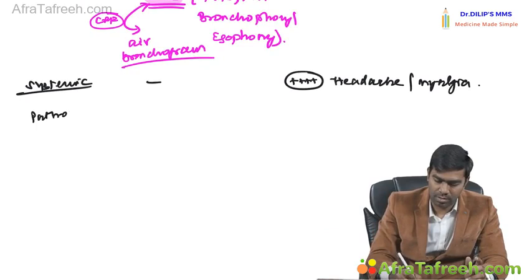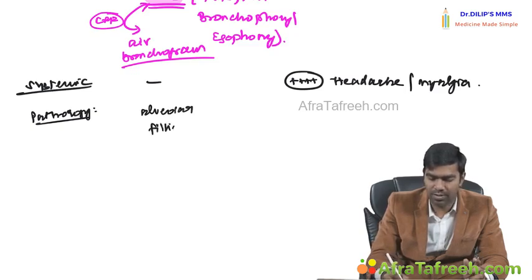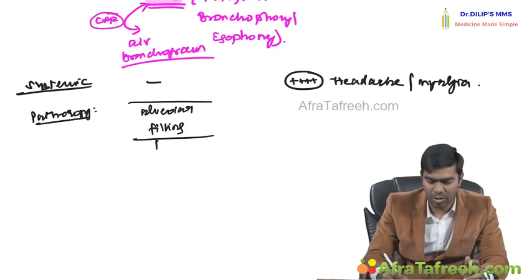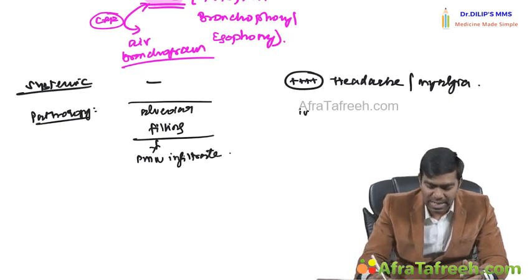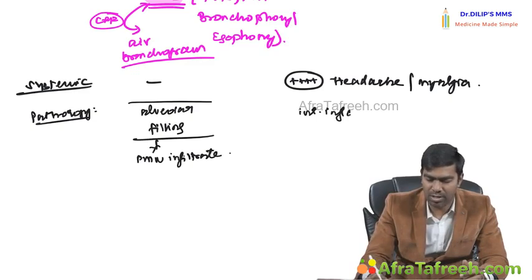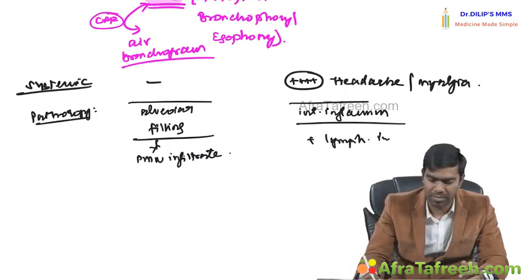Pathology wise, I told you it is an alveolar filling process. It's filled with pus. Pus means it's going to be predominantly a neutrophilic infiltrate. Whereas here, it is an interstitial inflammation. It is not alveolar filling, it's interstitial inflammation, but predominantly they will have a lymphocytic infiltrate. Because these are atypical organisms, that's why lymphocytic infiltrate.